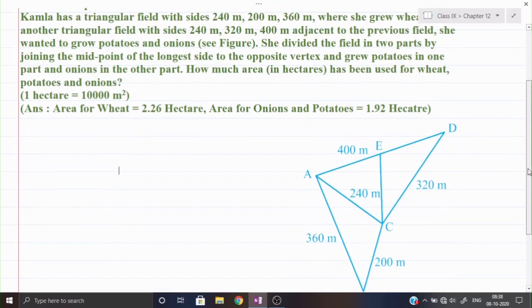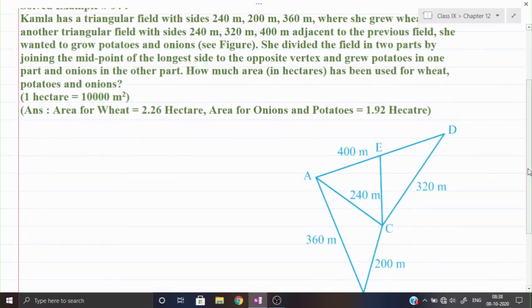Yes, now it will be clear to you. Okay, so 240 meter, 360 meter and 200 meter. I think that is triangle ABC. B is hidden over there, but triangle ABC you can observe, where she grew wheat, and some more things are written.